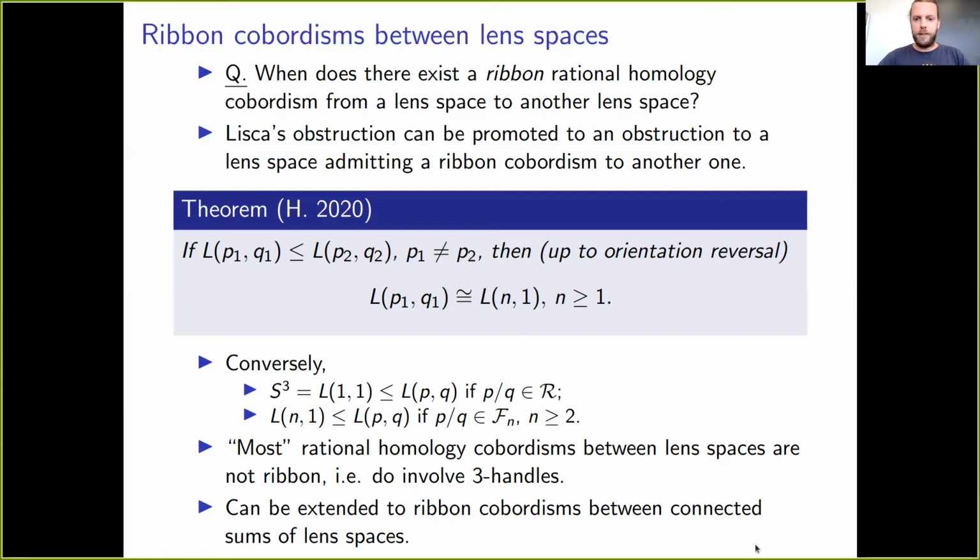Without stating it, because it's a little messy, I'm just going to mention that this result can also be extended to the case where we're looking at cobordisms, the same as Liska. He also extended his results to cobordisms whose boundary components aren't just single lens spaces, but connected sums thereof. And in a very similar way, I was also able to determine when there exists a ribbon rational homology cobordism from a connected sum consisting just of lens spaces to a different three-manifold that is just a connected sum of lens spaces.